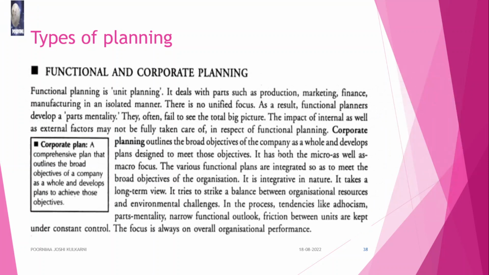Next type of planning is functional and corporate planning. Functional planning is a unit planning. The same company has different units, and different plans are there. That unit should plan functionally itself. It deals with the parts such as production, marketing, finance, manufacturing. Each isolated department should plan their function.